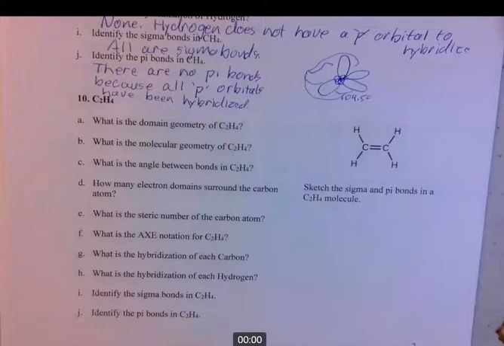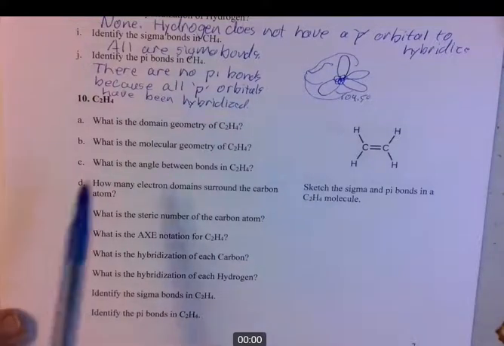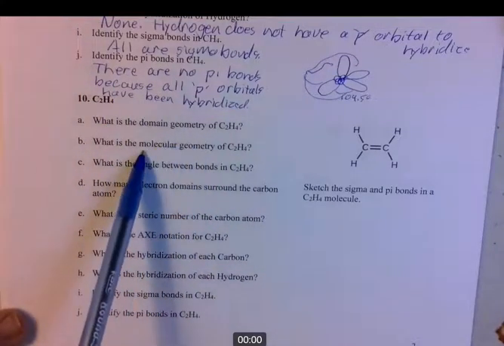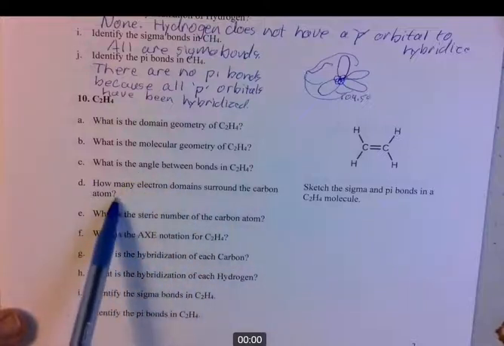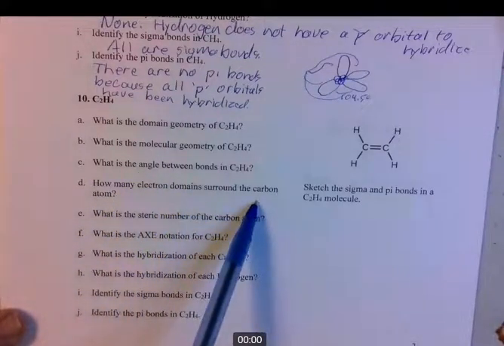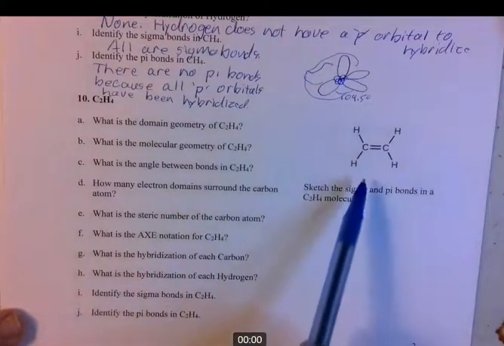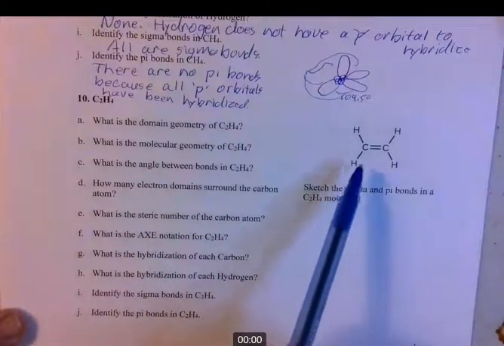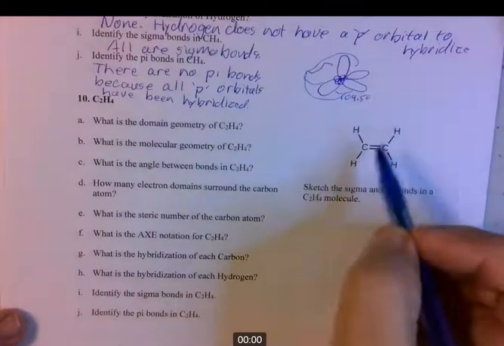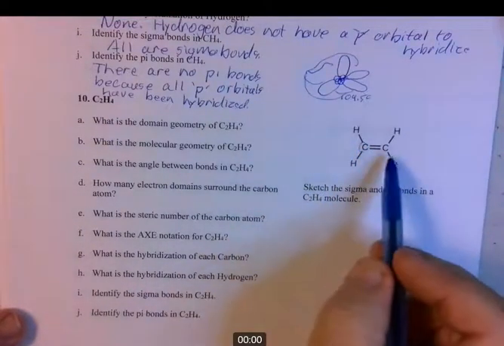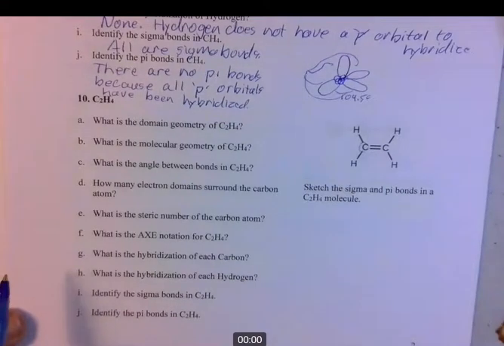I want you to focus on hybridization now. So what is the domain geometry, molecular geometry, the angle between, how many electron domains surround the carbon? So let's start with that one. So an electron domain is anywhere where there's a bond between an atom. So we're going to start with this carbon and just focus on this carbon because the answer for this carbon would be exactly the same.